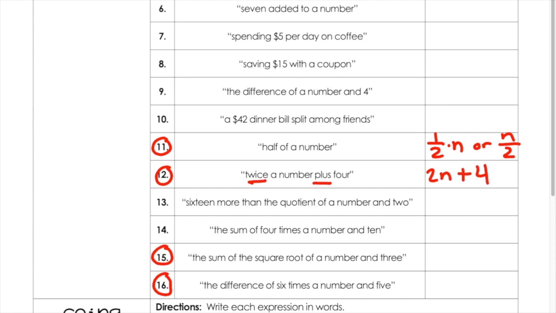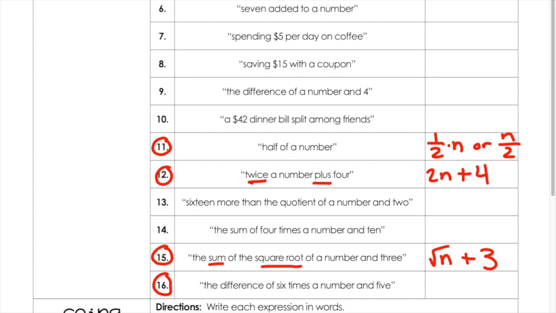So my expression would be 2n plus 4. For number 15, it says the sum of the square root of a number and 3. So again, we have two operations here. We're going to be adding, but we're also going to be taking the square root of a number. I don't know what that number is, but I know I'm taking the square root of it, so I'm going to write my radical symbol. And then a sum means I'm adding 3, so square root of n plus 3.